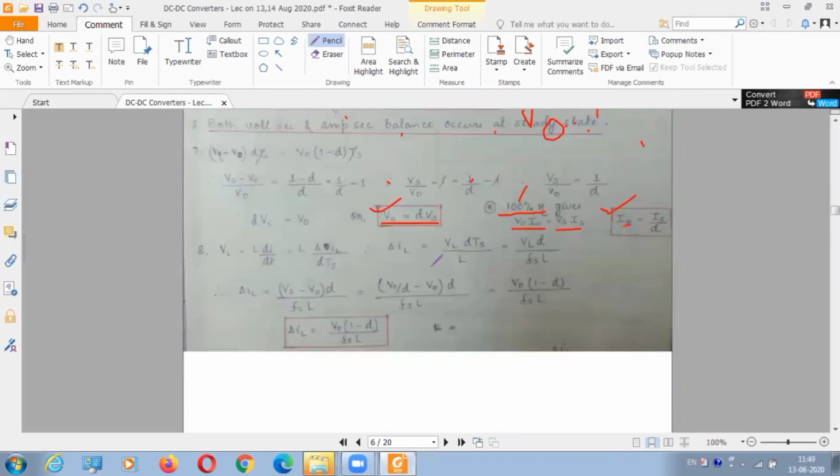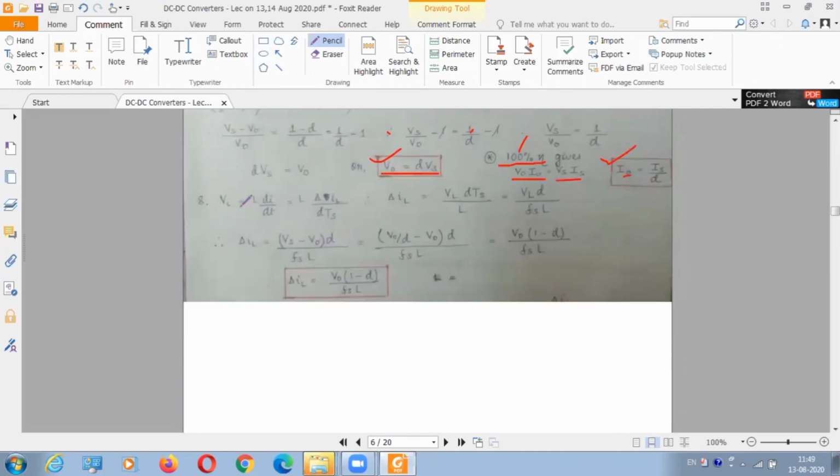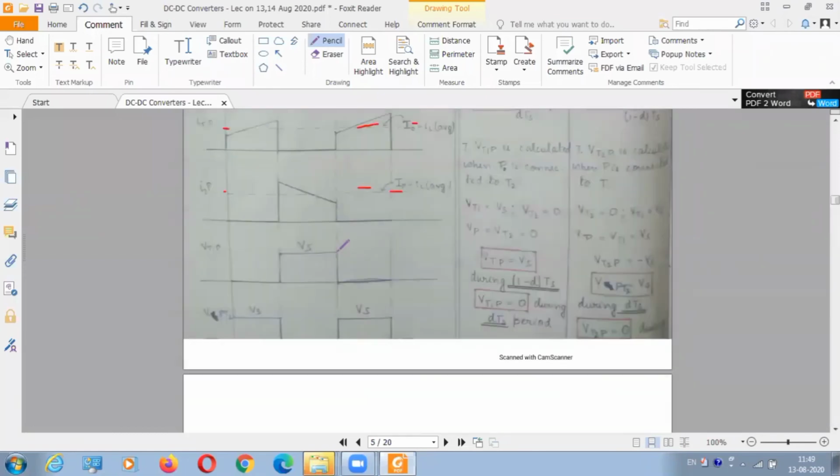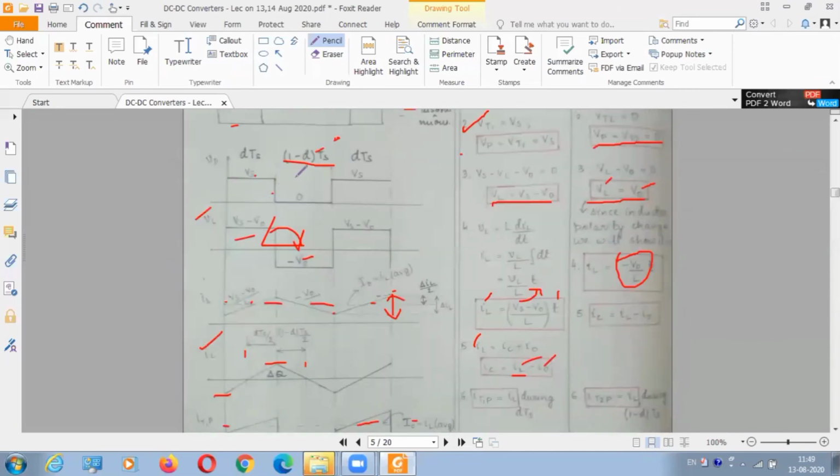Okay, think like this in a problem statement. VL, we know, is L di by dt. So the change in current di is nothing but del IL, and we can take any period. If you want to take this period, you can take this period. If you take the second period T off, please take care of its magnitude. Only take its magnitude V naught and do the calculation, so that you don't make any mistake.